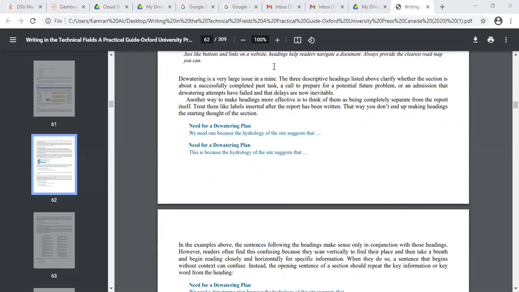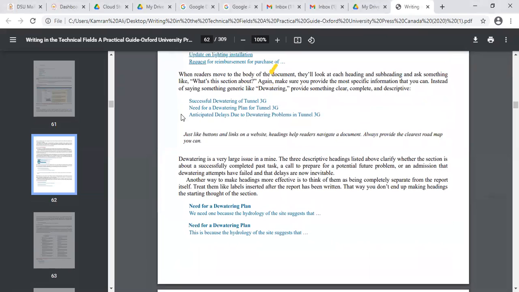Okay, dewatering is a large issue in a mine. The three descriptive headings listed above, I can show you that also. Let me show you once again. Successful dewatering of Tunnel 3G, need for a dewatering plan for Tunnel 3G, anticipated delays due to dewatering problems in Tunnel 3G. So it's a very large issue in a mine.